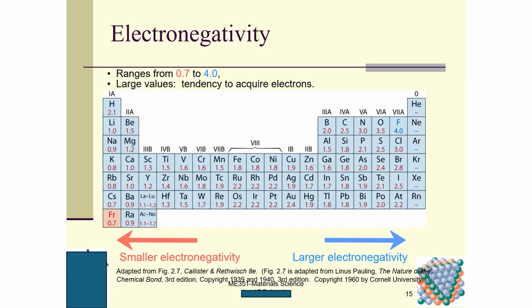So this is a smaller electronegativity, and this is a larger electronegativity. These two extreme elements are very chemically active. So be very careful if you are handling these two elements.